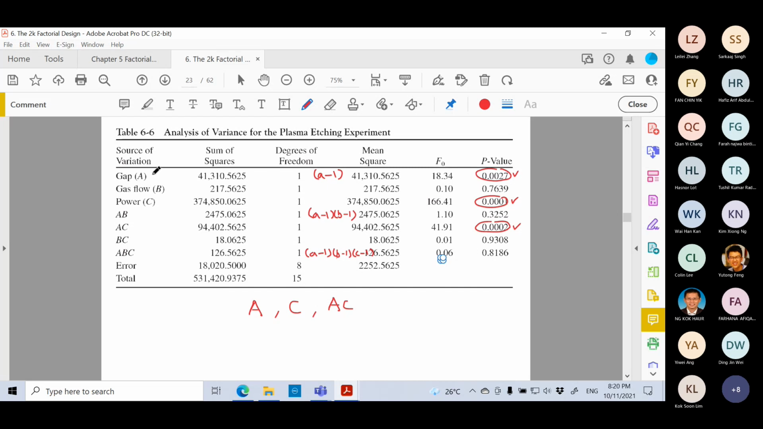So this is how you identify the important factors from the ANOVA table here. At the same time, your number of replicates is more than 1. Similarly, if your n is equal to 1, you are unable to calculate the error sum of squares as well, because this is one special case of the factorial design.